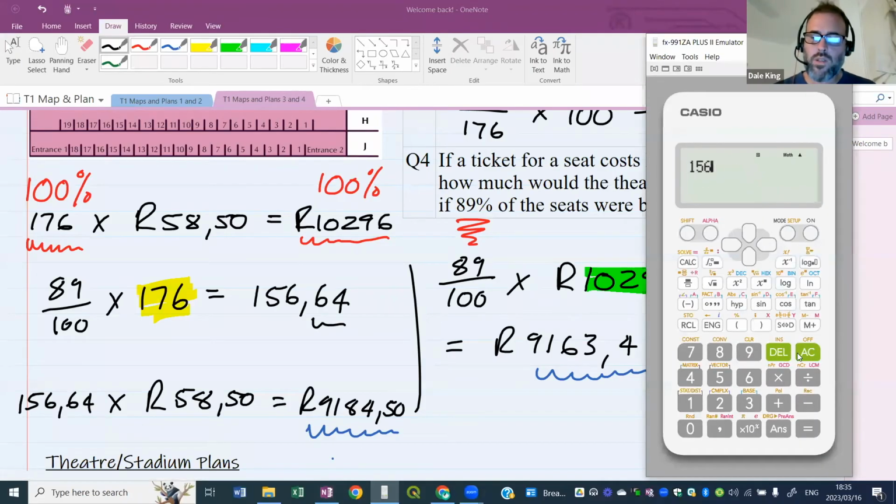So 156,64, then I need to multiply that by 58.50. Oi, something's not right. My bad. 156,64 times 58.50 is 9163,44. There we go. You see, it'll be 9163,44, exactly like when we did the Rand value calculations.